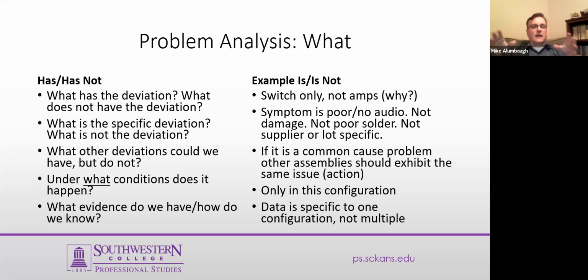So in this case, it is a switch that has the deviation. We know, because we've done our research, that this component is used in amplifiers. Amplifiers don't have the issue. Why is that? So that's a point of interest. Now you're getting into the why of this. What is the deviation and what is not the specific deviation?